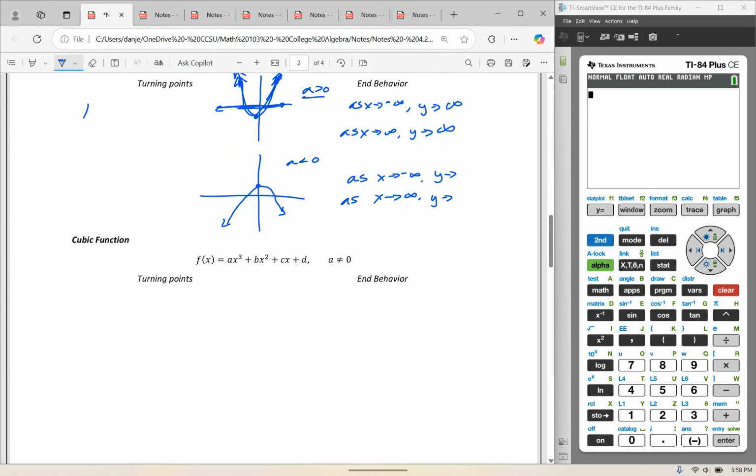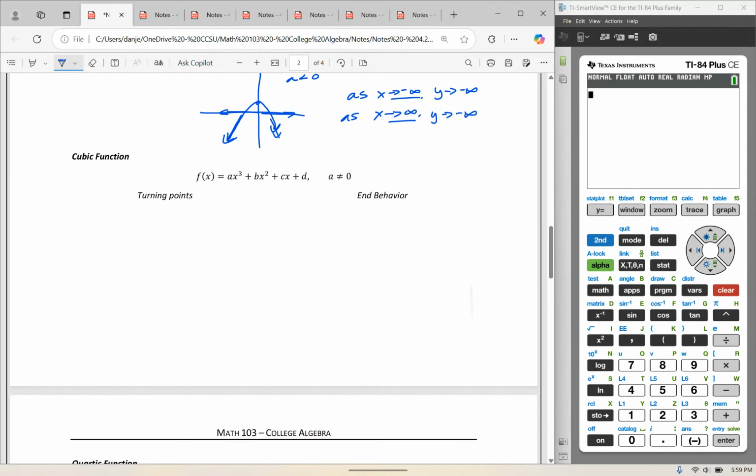Notice that if a is negative, the quadratic is concave down. Pretty ugly pictures here. Let me erase both of those and try again. The quadratic, if a is negative, is going to be concave down. Whether we're looking to the left or to the right, the end behavior is pointed down. So y is approaching negative infinity, both as we look farther to the left as well as when we look farther to the right. Okay.